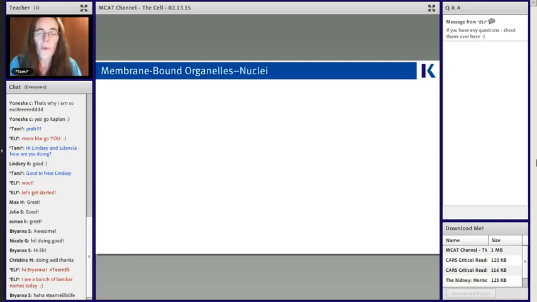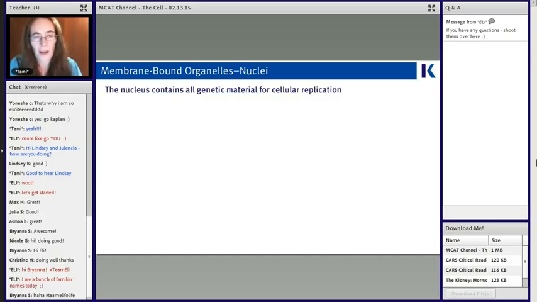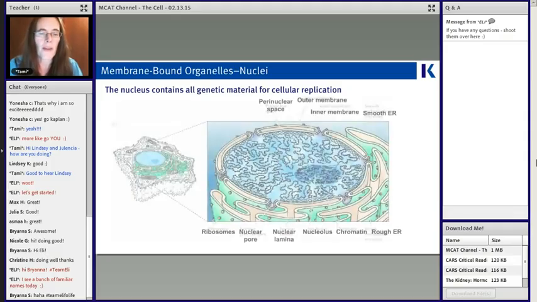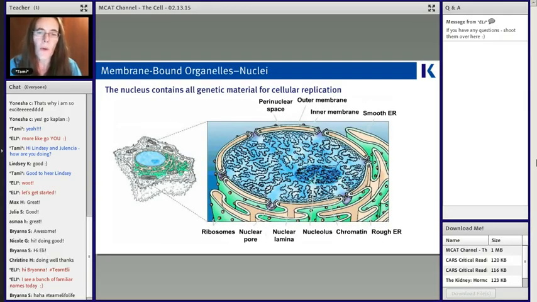So first of all, we're going to start off with our nuclei. So the nuclei, again, has a membrane, so it's a phospholipid bilayer, just like our outer membrane. And what it does is it separates out and it contains all of that genetic material that we have for cellular respiration. So what we're going to do is zoom in on this part right here, which is really the central part of that cell, that nucleus.